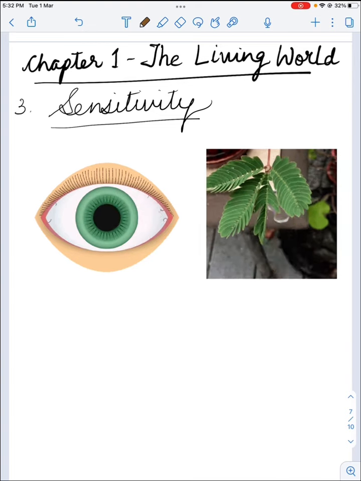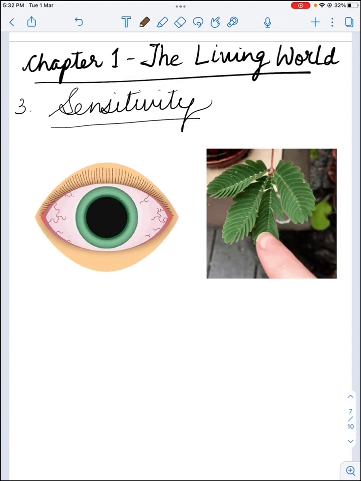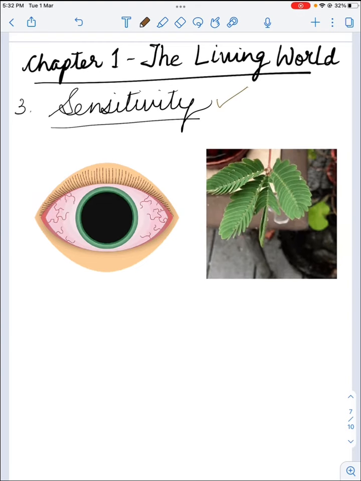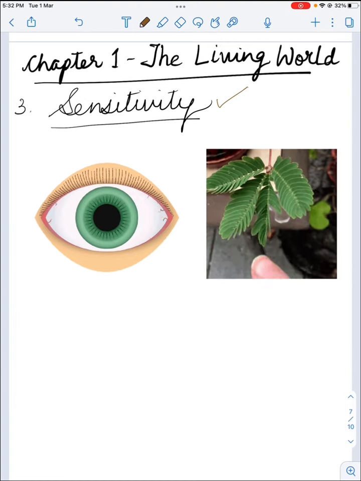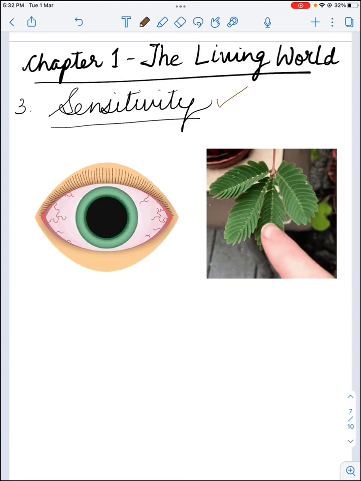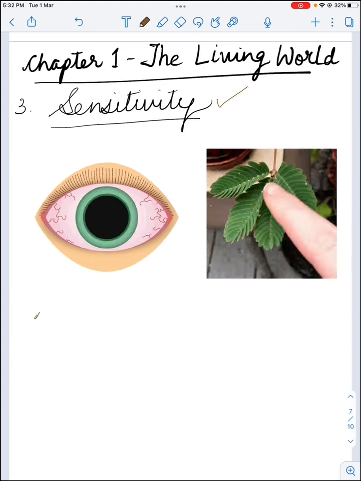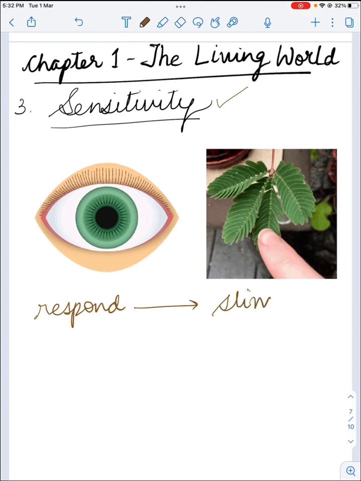As you can see on the screen, we are continuing with the first chapter, that is the living world. We are discussing the third life process, which is sensitivity. How do we define sensitivity? Sensitivity is the ability to respond to the environmental stimuli.